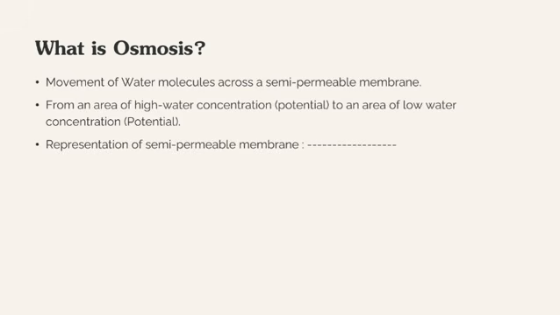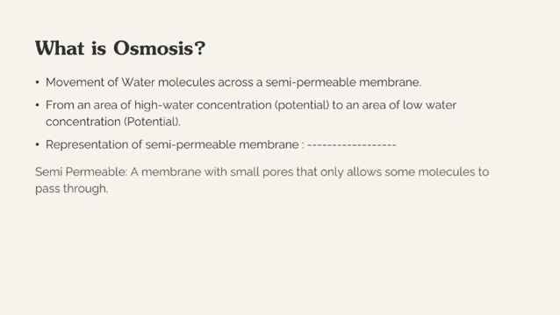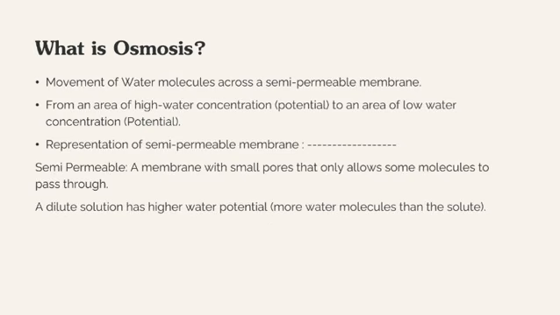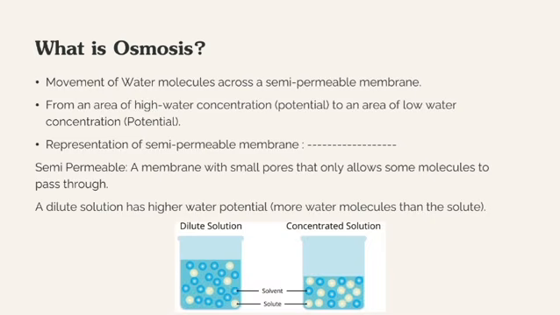Now the representation of the semi-permeable membrane is this, the dotted line, as you can see, just a reminder. And a semi-permeable membrane is a membrane with small pores that only allows some molecules to pass through. A dilute solution has higher water potential, as there are more water molecules than solute. There is less solute, so there will be more water molecules. As you can see, the dilute solution has more water molecules, so we say that there is higher water potential, whereas in the concentrated solution there is more solute, so we say that there is low water potential.